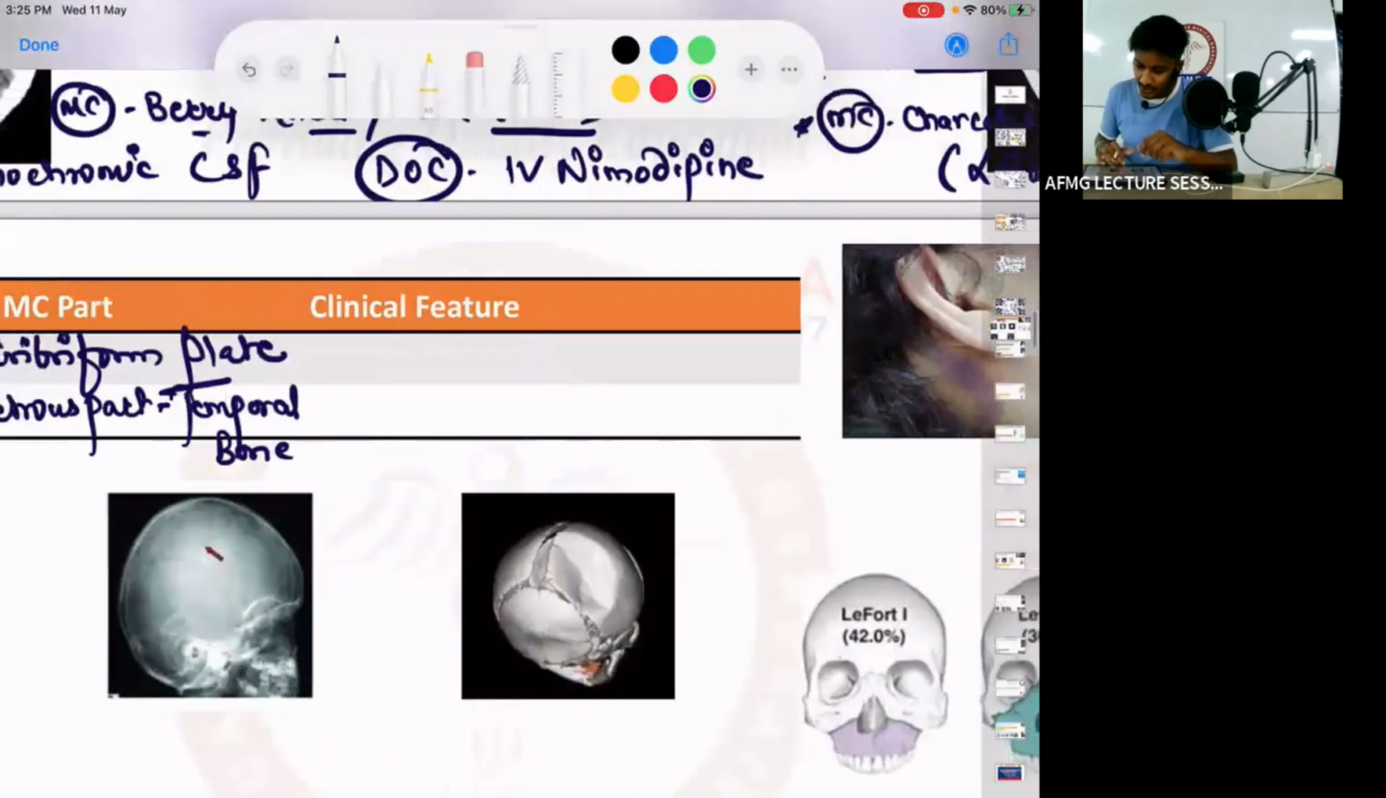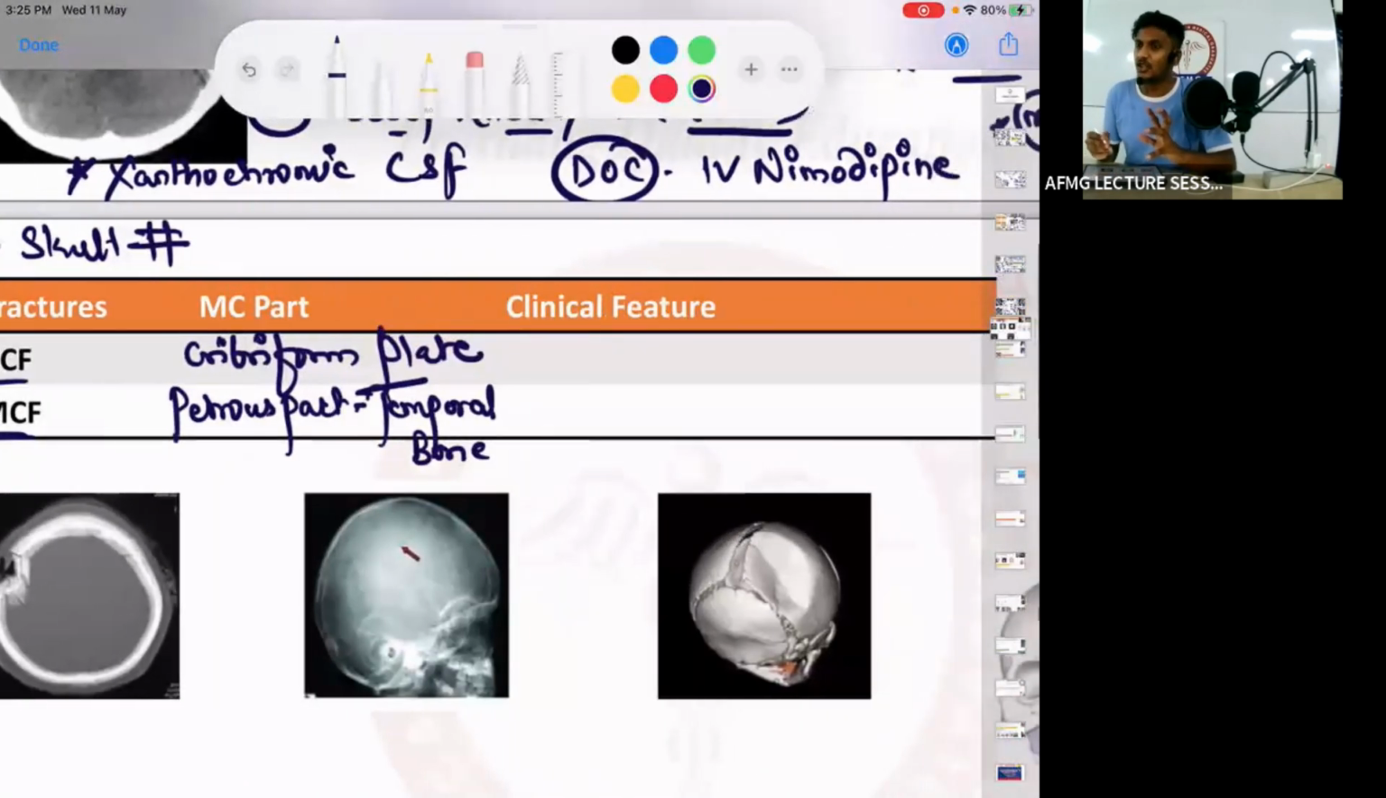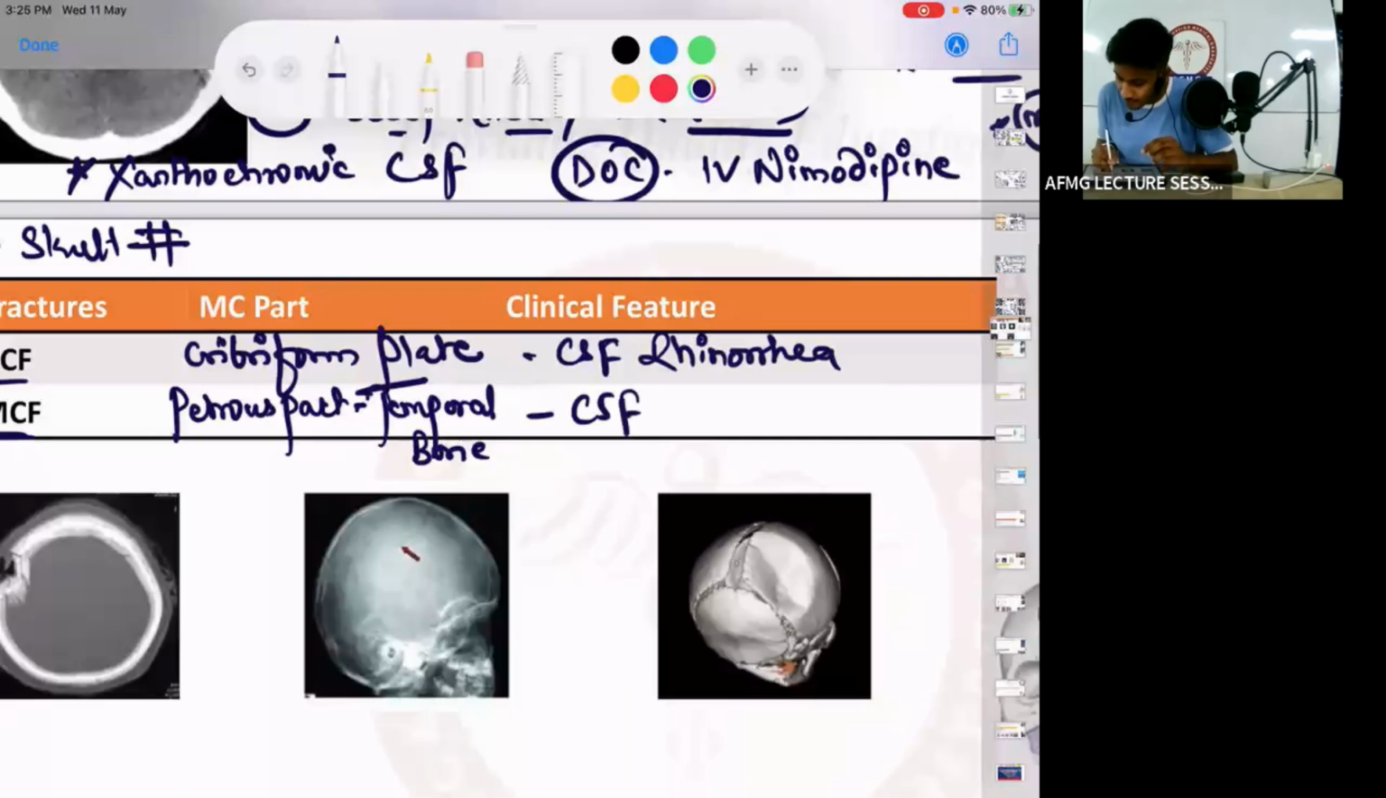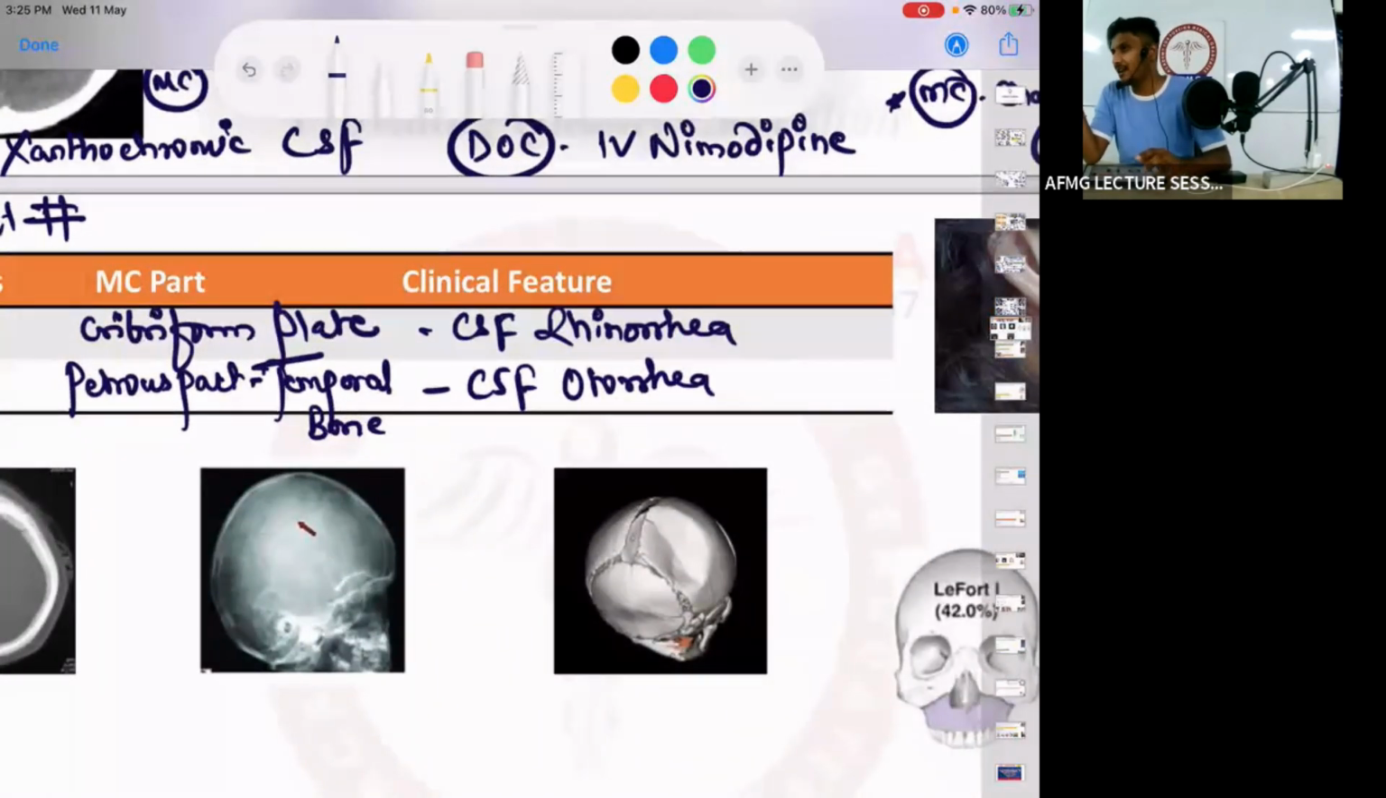Now, if I talk about clinical features, guys, in anterior cranial fossa fracture there would be CSF rhinorrhea, whereas in middle cranial fossa fracture there would be CSF coming out from the ear, that means CSF otorrhea. So CSF rhinorrhea is a feature of anterior cranial fossa fracture, and CSF otorrhea is a feature of middle cranial fossa fracture. No problem with this, it is important. For CSF rhinorrhea, ENT cover karo.